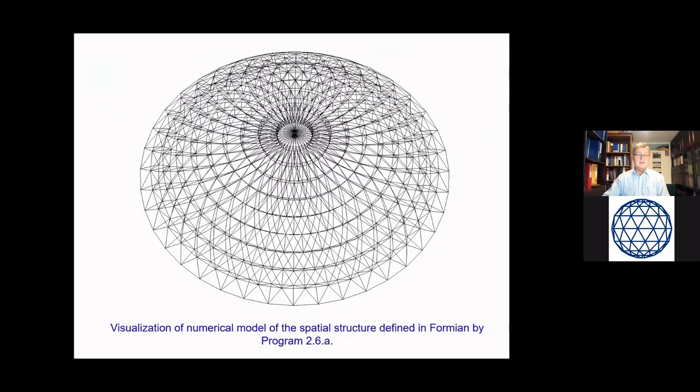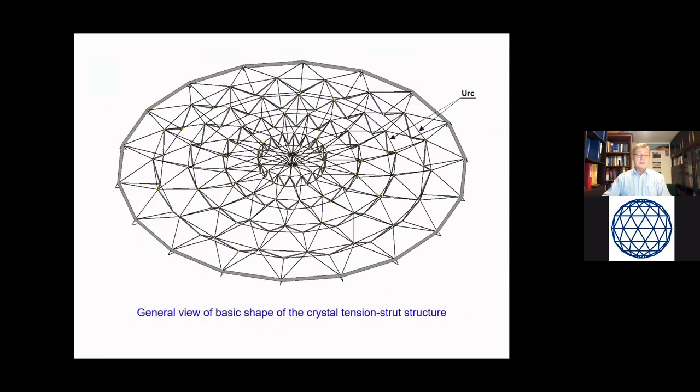This slide shows visualization of a numerical model of the same dome structure defined in Formian. The result of the mentioned transformations is shown on this drawing, presenting the basic shape of the crystal tension structure. This system, like Geiger's cable dome, can be a structure of the dome cover of very large clear span and having very small rise, even equal to 0, which is considered an advantage of such structures.